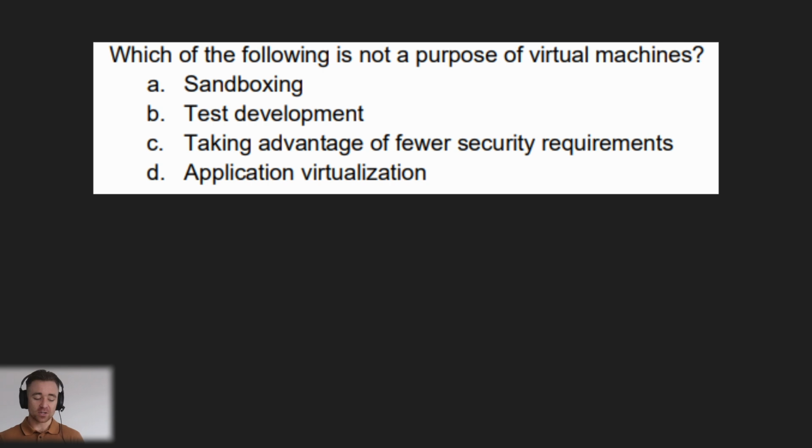Now, next question says, which of the following is not a purpose of virtual machines? A. Sandboxing. B. Test development. C. Taking advantage of fewer security requirements. Or D. Application virtualization. Pause the video if you need more time. Your answer is right about now.